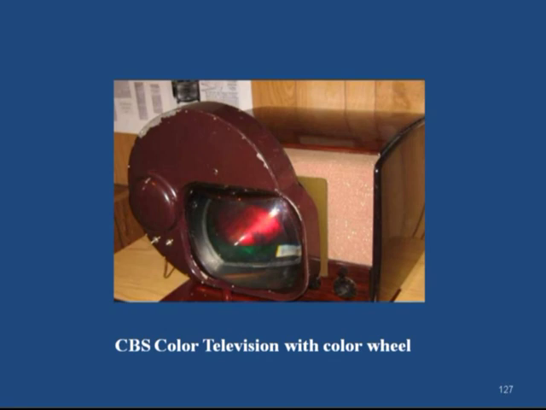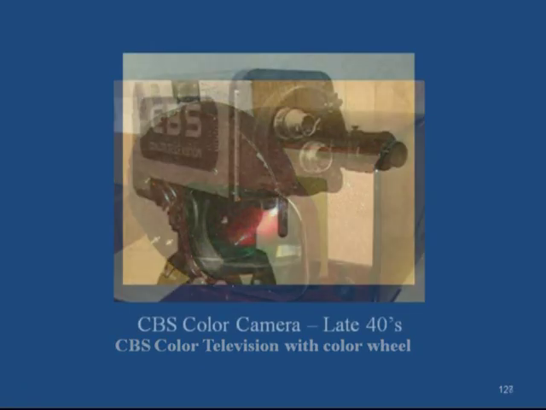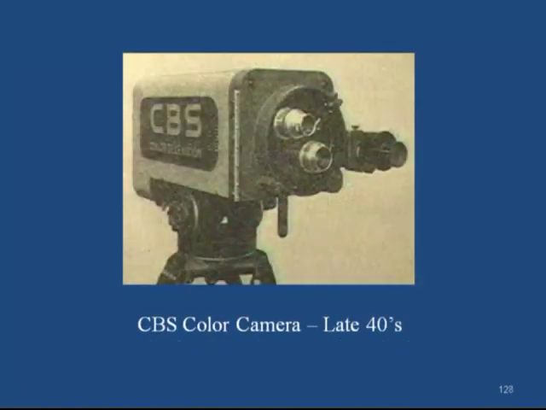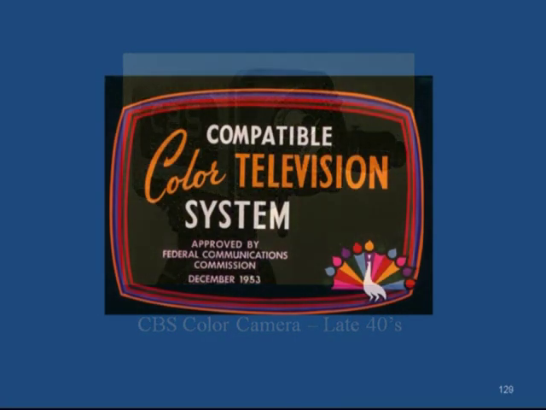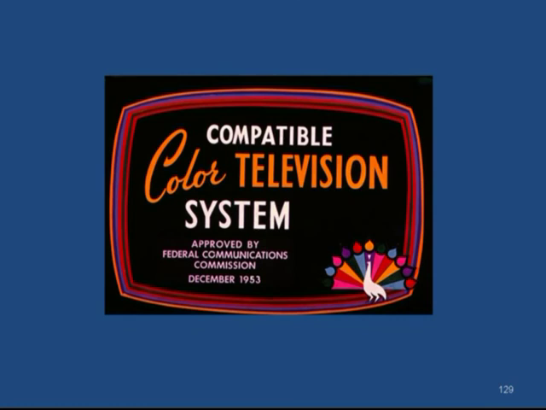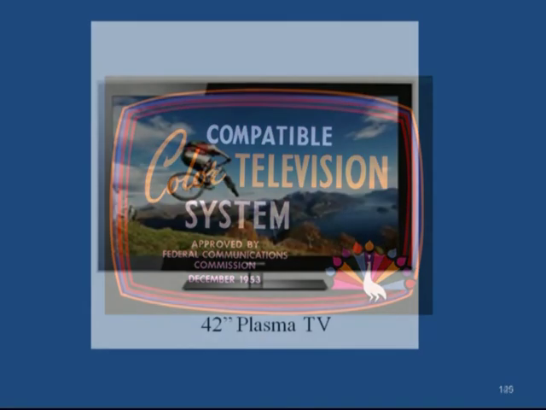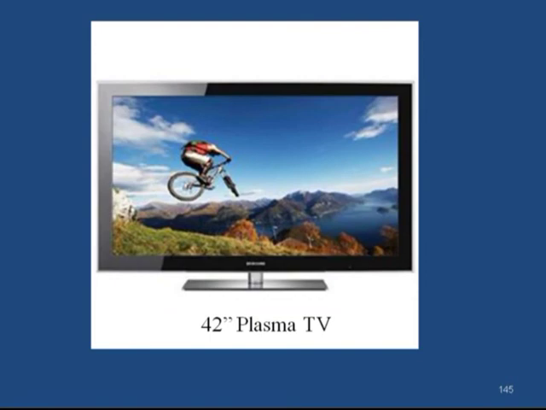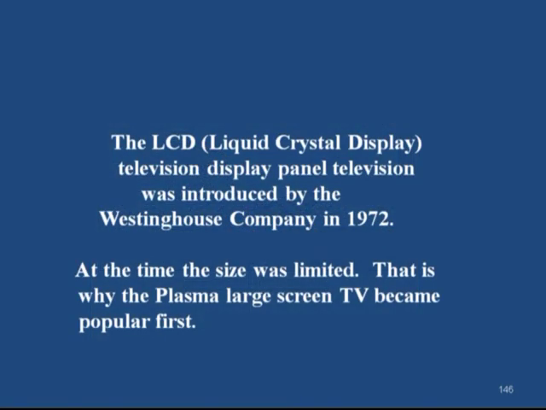Now, this was a CBS color television with a color wheel in front of it. Imagine having to watch television with that monstrosity. This was a CBS color camera, and there's a color wheel in here. Another mechanical device that would never work properly. So RCA really saved the day with a color compatible system, and we've been using that basic system through these many years. RCA may have disappeared.